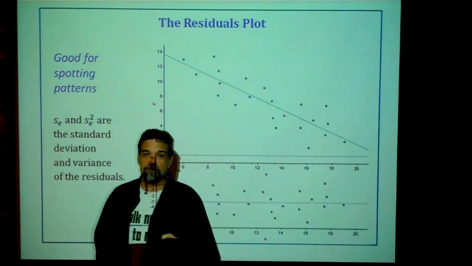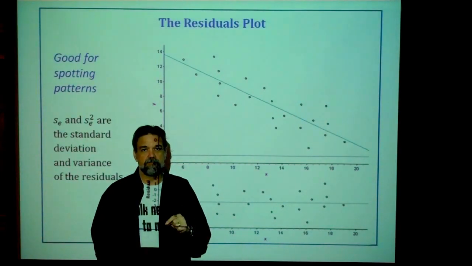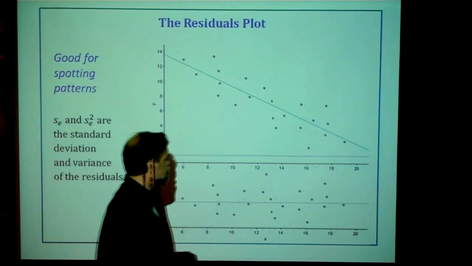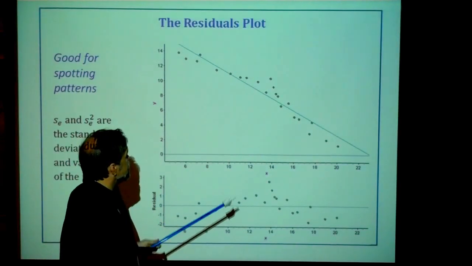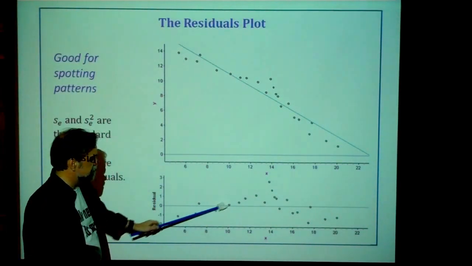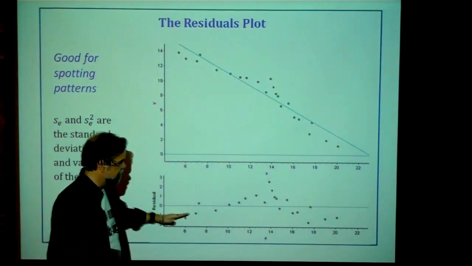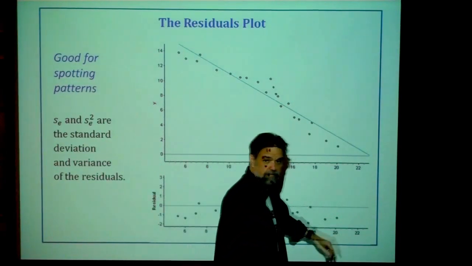The residuals plot is used to tell the appropriateness of the linear model. Okay? So if you have a scatter plot like this, where your residuals are mainly negative, and now they're mainly positive, and now they're mainly negative again, you can see a little up and then down there. Well, that's a pattern.